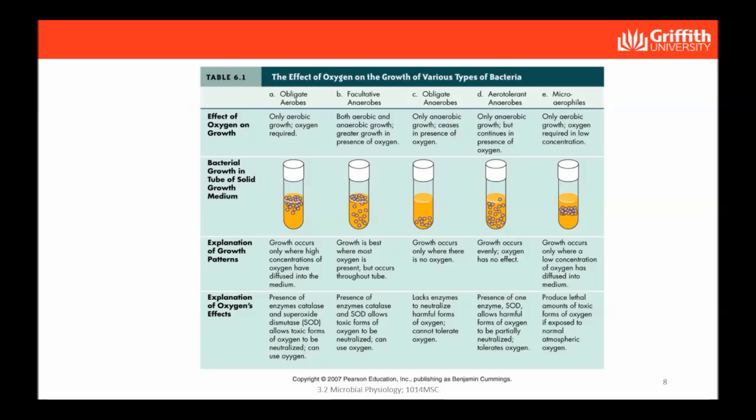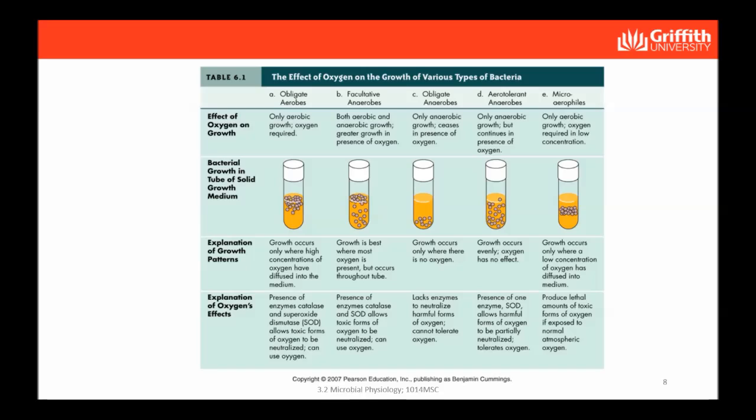The table in this slide is an illustration of the effect of oxygen on the growth of various types of bacteria. In the middle here we have 5 test tubes with a solid agar medium, with all the necessary chemicals that a bacteria needs to grow. Oxygen is present in the gaseous compartment of the tube at the top. The oxygen can only diffuse approximately 1 to 2 millimeters into the solid medium below.